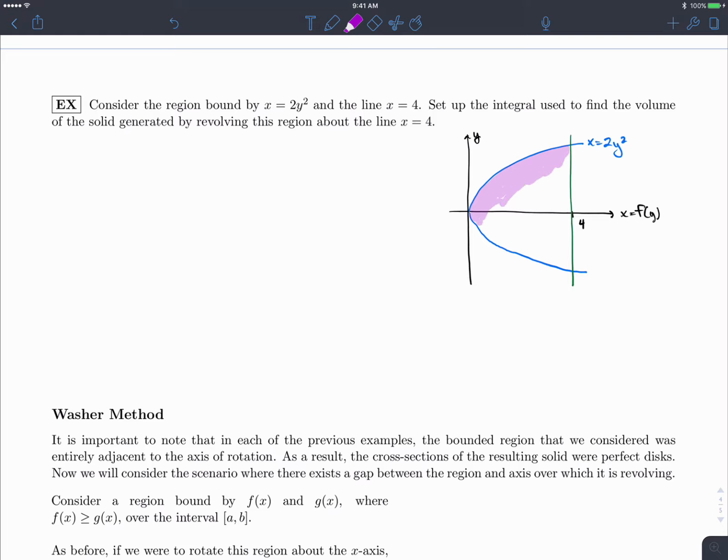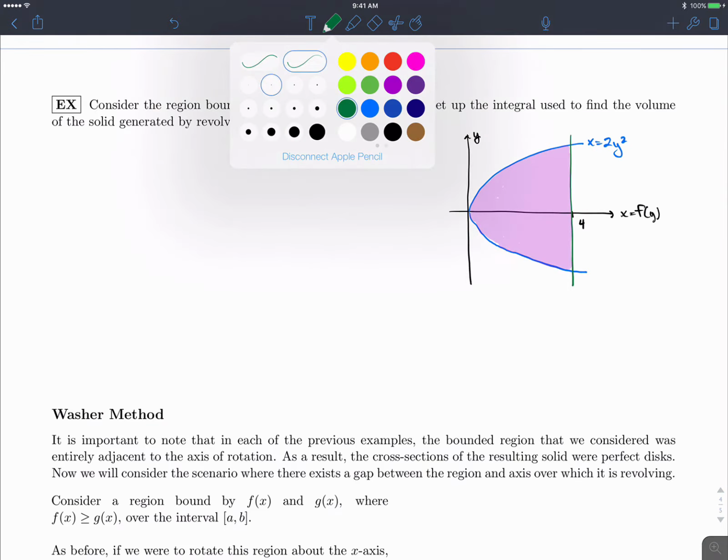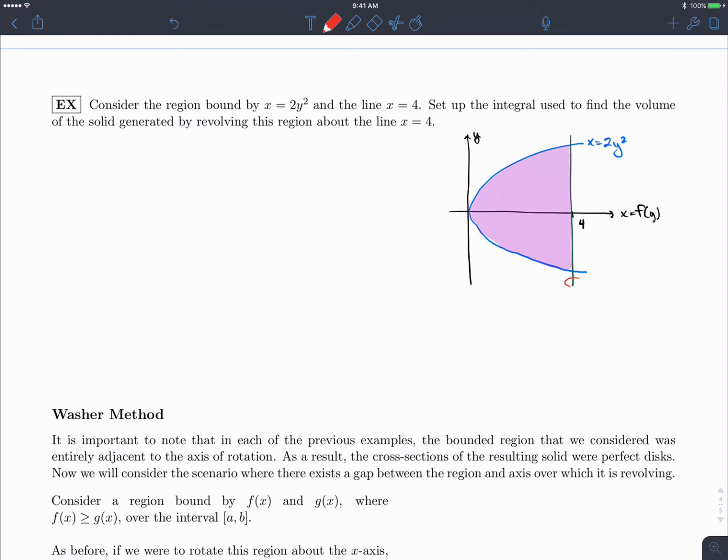So a very similar setup, but the actual region that results is a little bit different than before. Sorry, let me finish shading this in. All right, so this is our region, and now what we need to do is consider if we are going to rotate this about the line x equals 4. How would we calculate that volume?